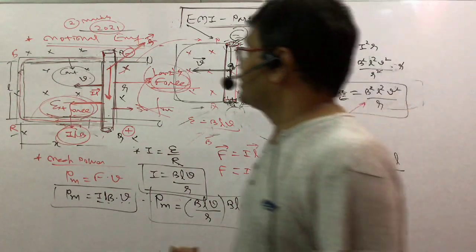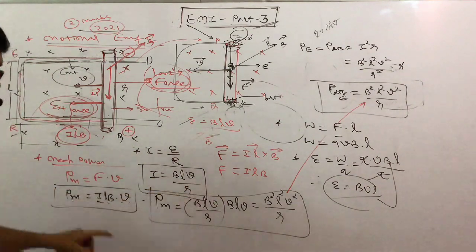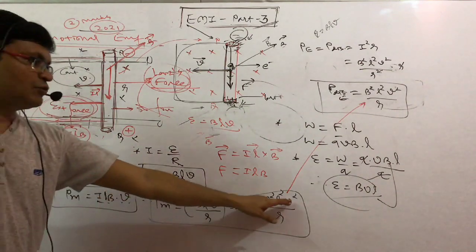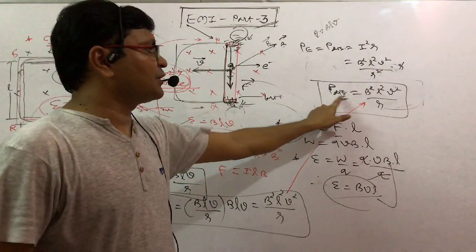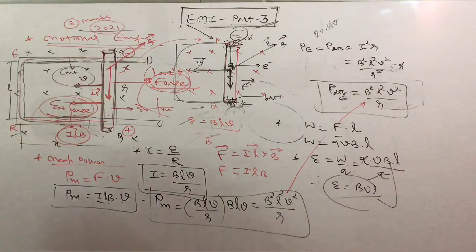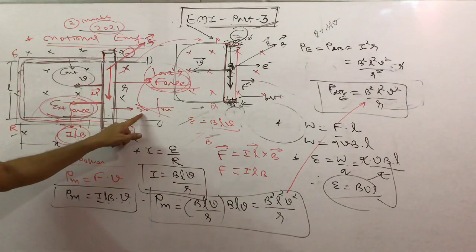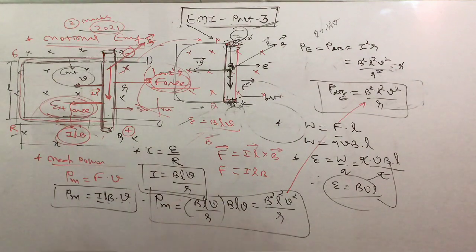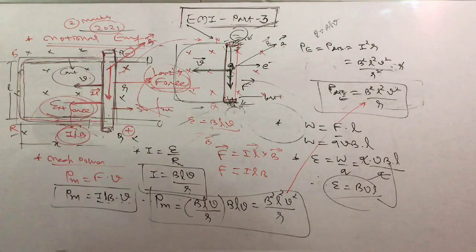What is the current passing through this conducting wire? It is BLV upon R. What is the mechanical power? It is B square L square V square by R. Or for ideal situation, mechanical power is equal to electrical power B square L square V square upon R. So analyze masterpiece. What is the meaning of this secret force? It is simply called Lenz's force. It is always in opposite direction of motion. Analyze friends, supreme.